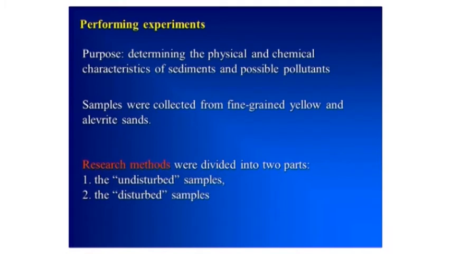For the purpose of determining the physical and chemical characteristics of the rock mass and possible pollutants, it was necessary to carry out a series of laboratory experiments. Samples were collected from fine-grained yellow and alarite sands. Research methods were divided into 2 parts. The first part referred to undisturbed samples, which relatively credibly reflect real conditions, and the other to the determination of characteristics of disturbed samples. 10 undisturbed samples were taken from the mine, and about 20 kilograms of material were taken as a disturbed sample from the same location.